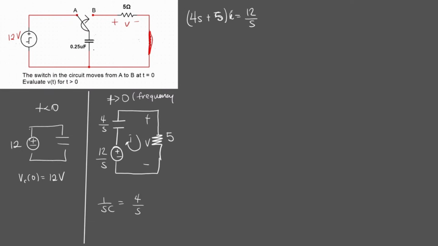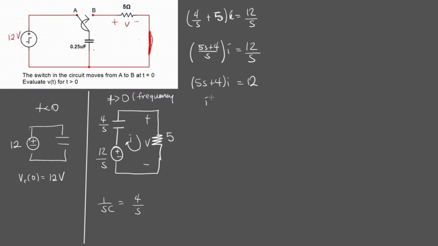Okay? Is that it? Am I 4 over s? So 4 over s plus 5 is going to equal 12 over s. Let's try and see if we can add this fraction together. So that's going to be all over s, 5s plus 4, I is equal to 12 over s. So now we can see s goes away cleanly. 5s plus 4 times I is equal to 12.